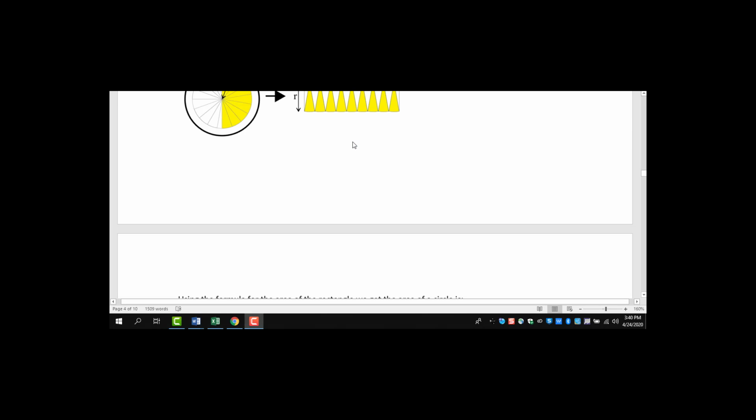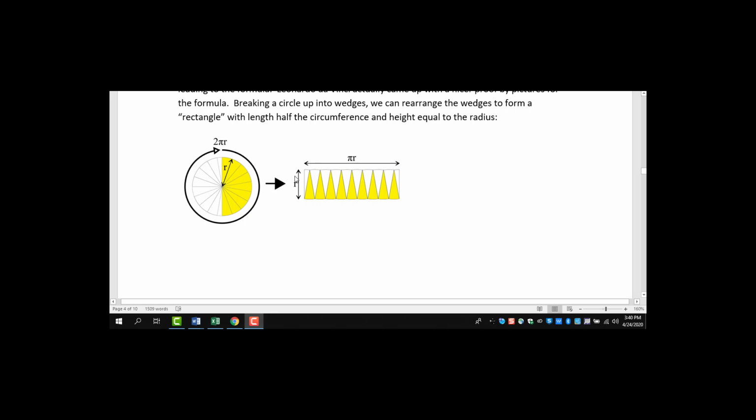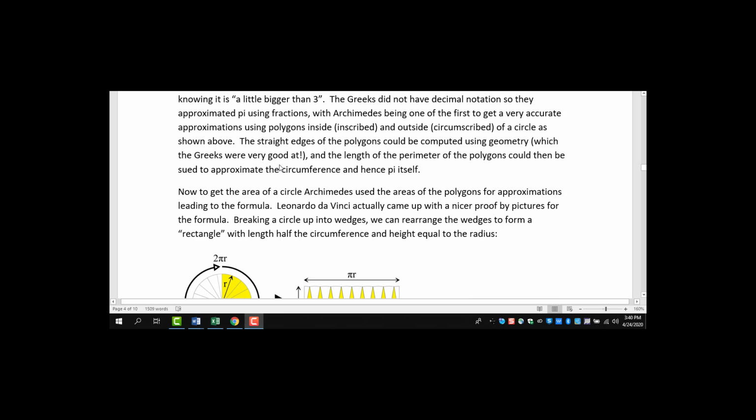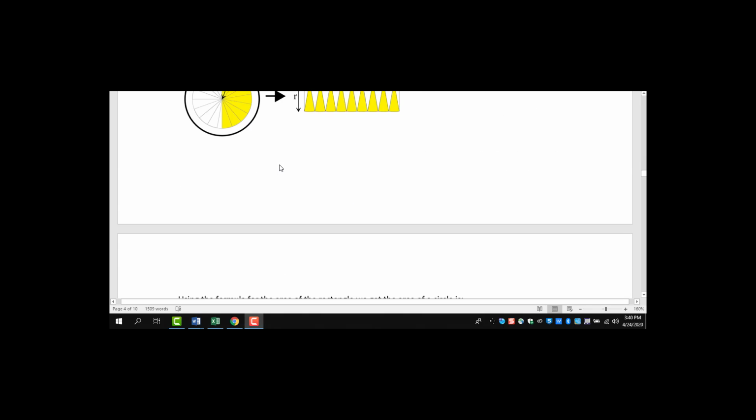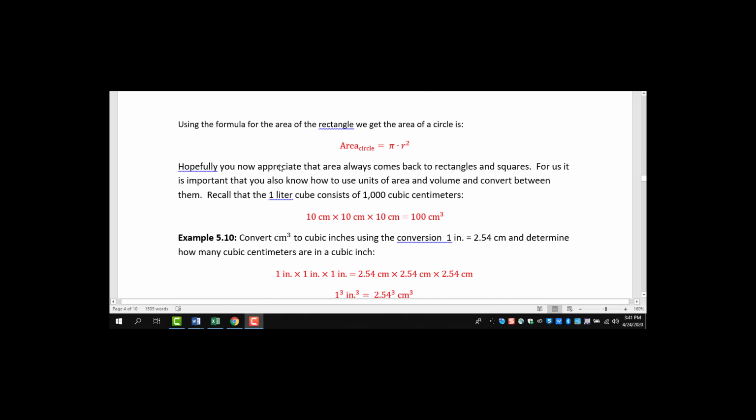It's a really good video, the next one up, on how you can cut these into infinite pieces to get pi really exact as you want it. Using the area of a rectangle, we get back to the area of a circle. So we actually use the area of a rectangle to get the area of a circle. Hopefully you now appreciate that area comes back to rectangles and squares.